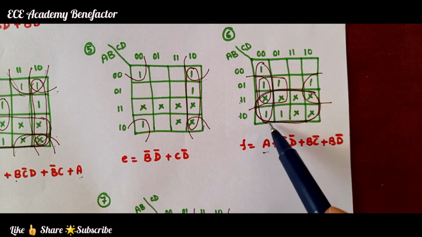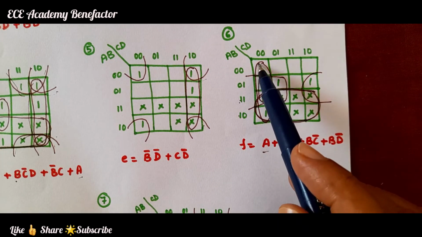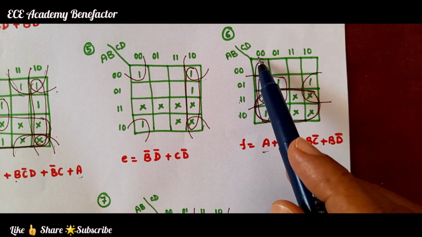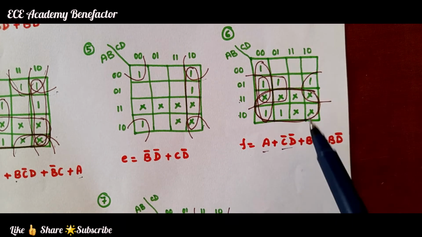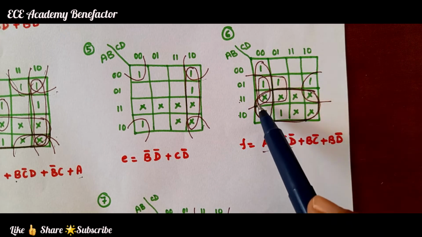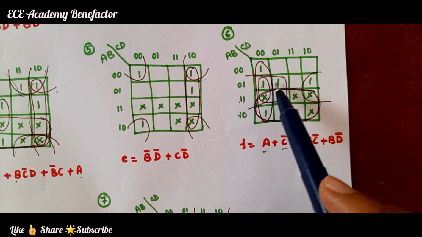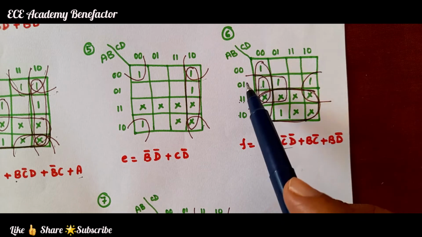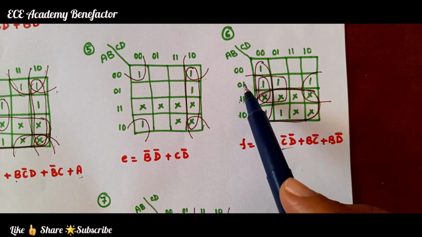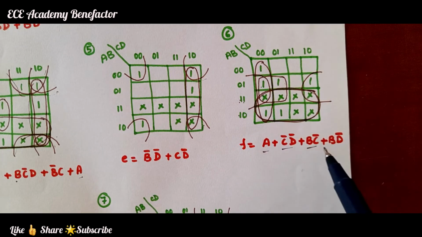We are having one quad here. For this quad the term is C bar D bar. One more quad is here. So here 1 is common, in these two columns 0 is common. So it will be B C bar.